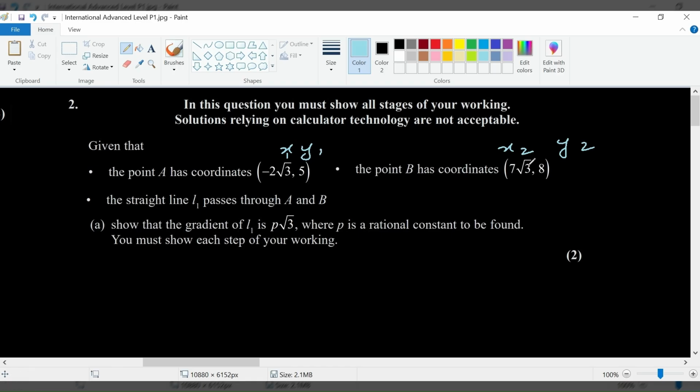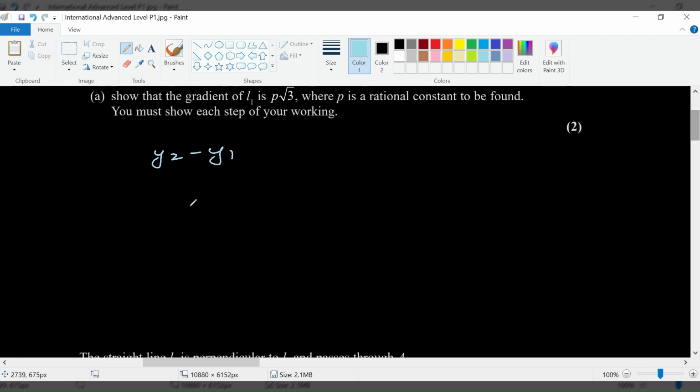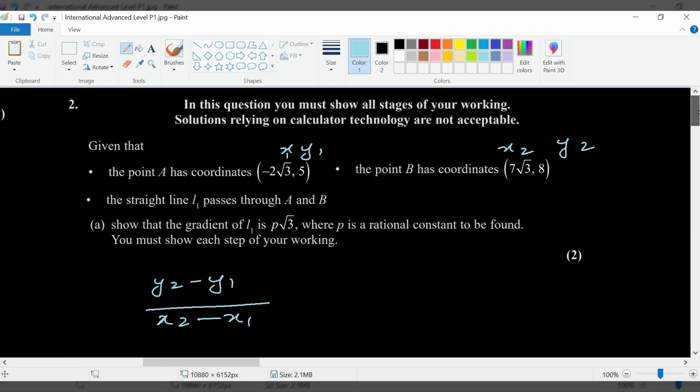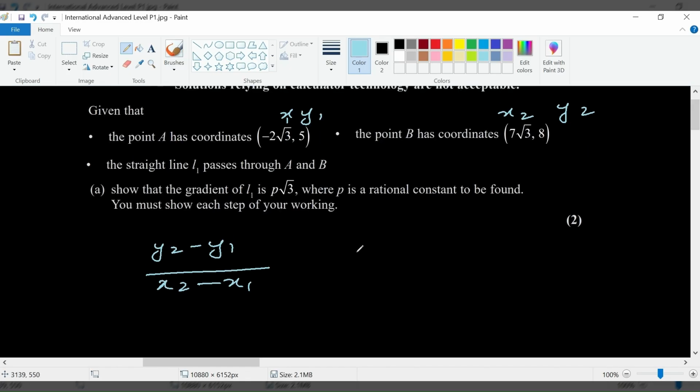Now it says that you need to show that the gradient of L1 is p root 3, where p is a rational constant to be found. You must show each step of your working. So first of all, we follow y2 minus y1 divided by x2 minus x1. As we can see here, 8 and 5 are the values for y2 and y1. So 8 minus 5, divided by 7 root 3 minus minus 2 root 3.